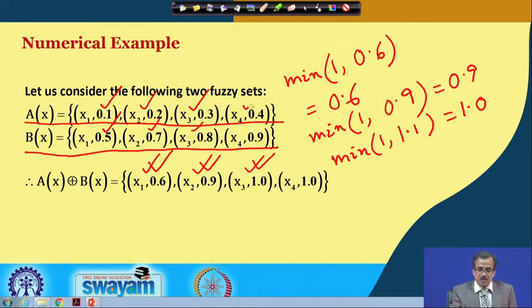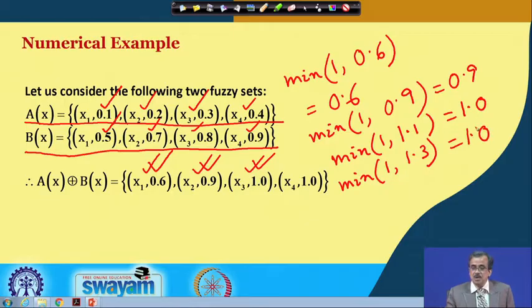Similarly, corresponding to x4, it is the minimum between 1 and 0.4 plus 0.9. This is 1.3, and the minimum is 1.0. So, corresponding to x4, we write 1.0. This is the way we can find the bounded sum of A(x) and B(x).